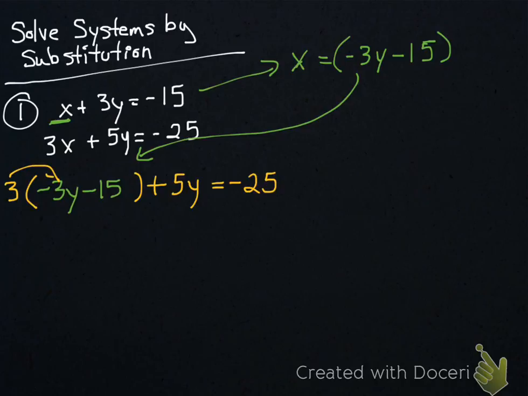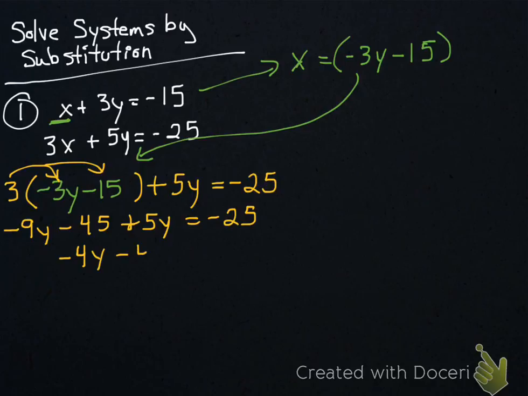So we need to distribute the 3. So we have negative 9y minus 45 plus 5y equals negative 25. We can combine some like terms here. So I have negative 4y minus 45 equals negative 25. And now let's move that 45 to the other side. So negative 4y equals, well, that's going to add, so 45 minus 25 is 20. Divided by negative 4, y equals negative 5.